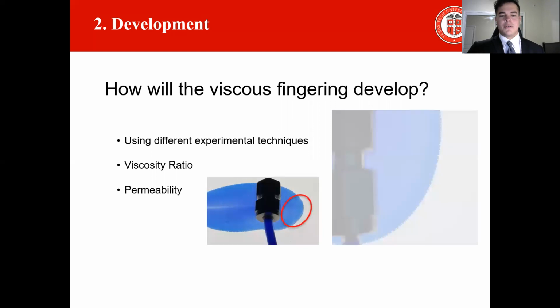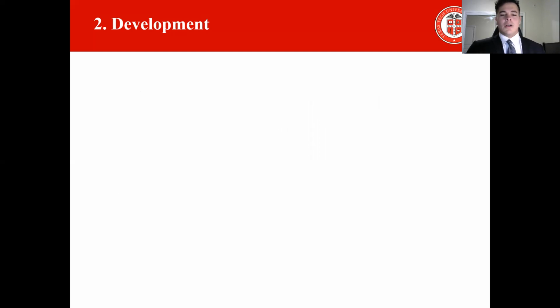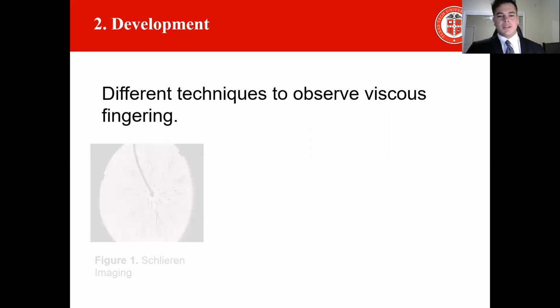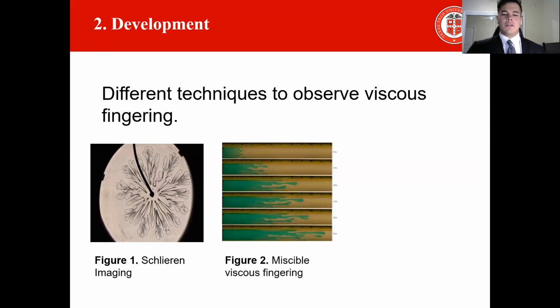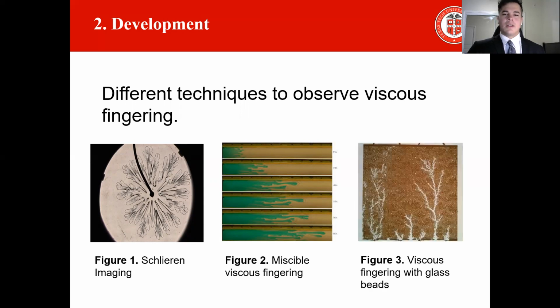And here are some photos. We will ultimately look at 3 experimental methods that show 3 different techniques of producing viscous fingering images. In the first figure, we can see how viscous fingering looks using Schlieren imaging, which basically displays heat waves. In figure 2, we are looking at viscous fingering with fluid displacement. And in the third figure, viscous fingering can be seen using glass beads as a porous media that has a completely different permeability than the previous figures.